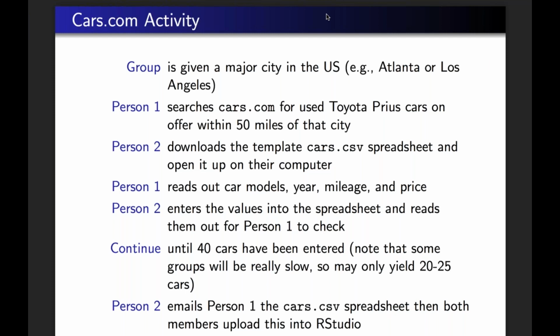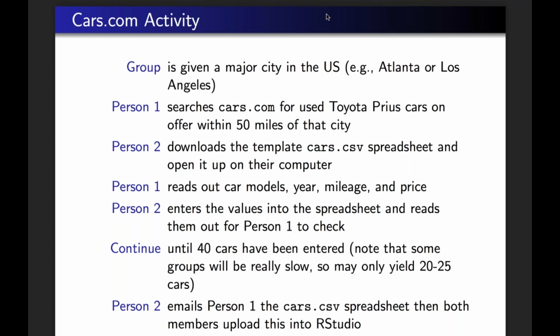Person 1 will search Cars.com. I picked Toyota Priuses. They want them within 50 miles of that city. The other person downloads a template spreadsheet that has the names in exactly the form that I have, capitalization and naming, so that when they upload this, the code that I provided for them in the R Markdown document will let them do the analysis in an automated fashion.